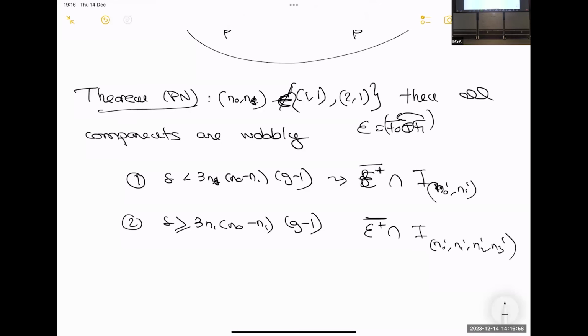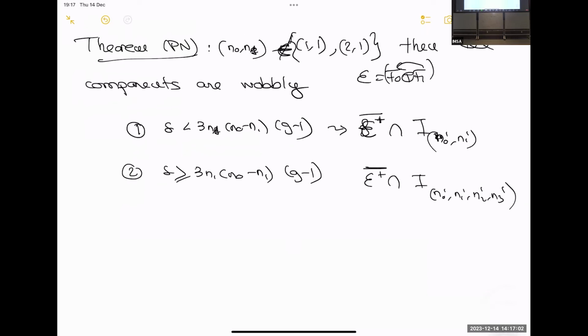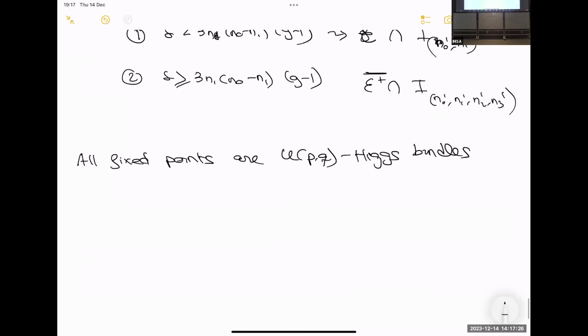Okay, so there's a remark, and it's the following. This was observed already by Simpson. Any fixed point is a Higgs bundle for a real form, and in this case, they are U(p,q) Higgs bundles. So let me remind you what these are. They decompose as a direct sum of two vector bundles of rank p and rank q. Sorry, just to make sure I wrote it down correctly.